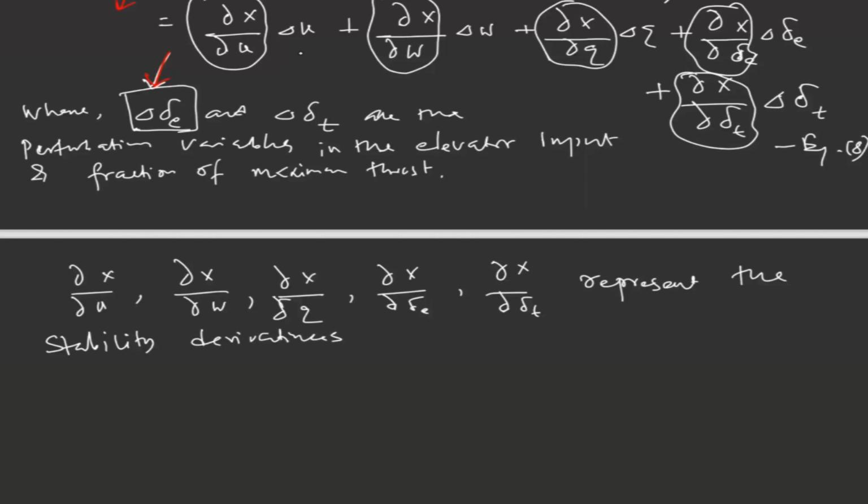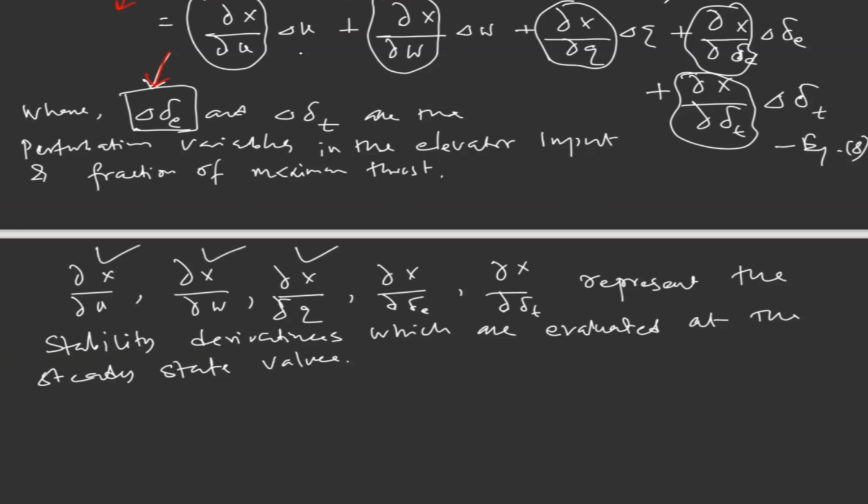This can be found from the wind tunnel testing, basically, which are evaluated at the steady state value. Basically, these are the matrices. If you remember, while studying the state space representation, we considered the Taylor series expansion of the pendulum system, the value of this expression at the equilibrium point or the steady values. This is what we have done for the pendulum system.